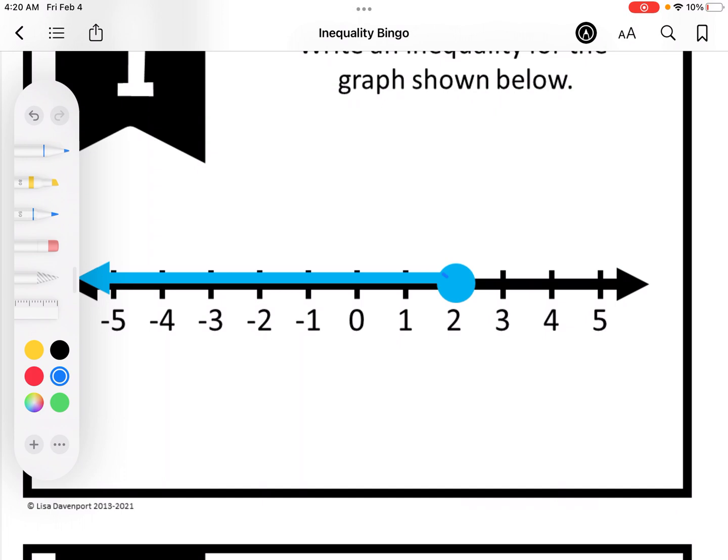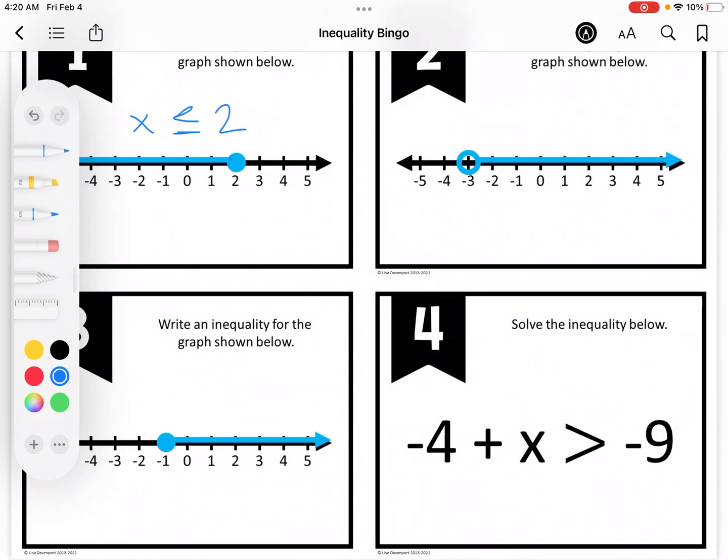So we have a closed dot, so I know I'm going to have an underline underneath my inequality. I know I'm going to have an X, and I know I'm going to have a 2. So I know that all my answers in my solution set are less than or equal to 2.